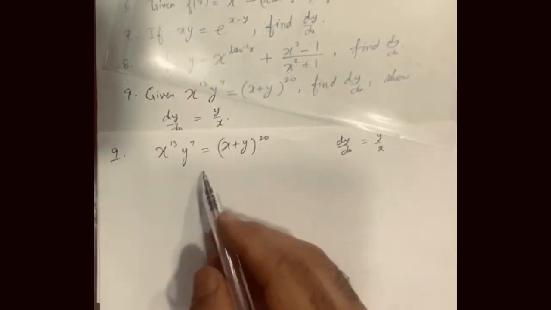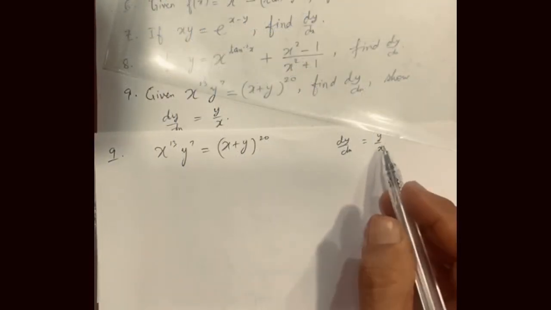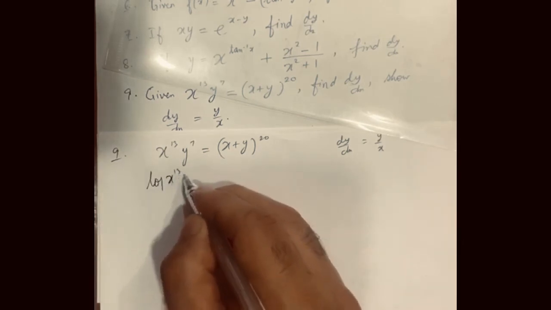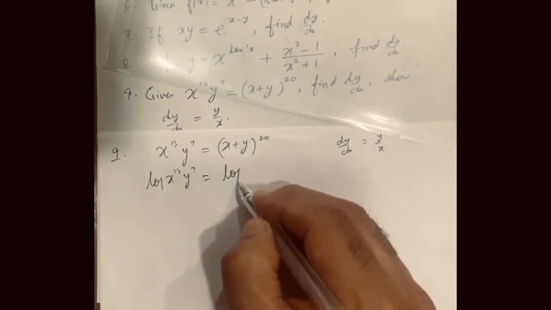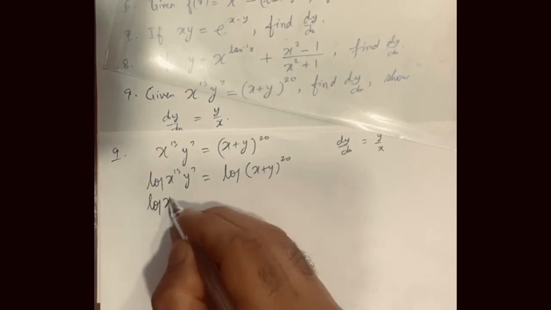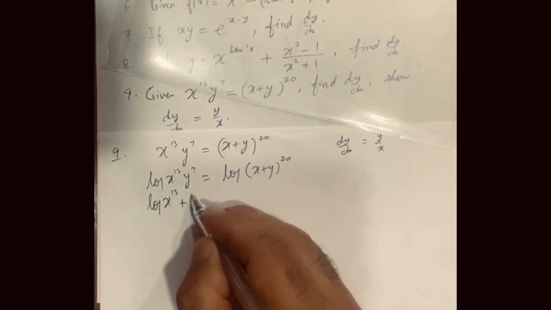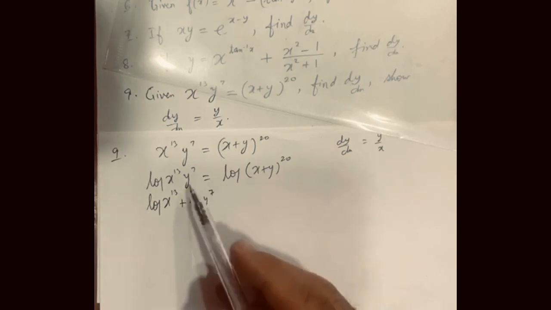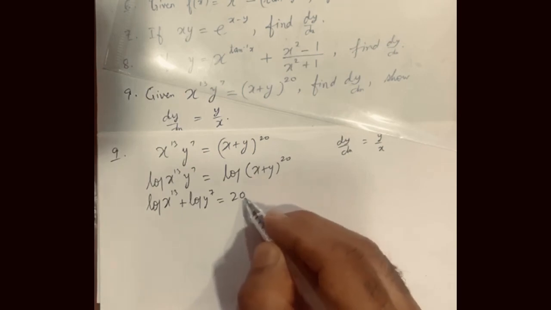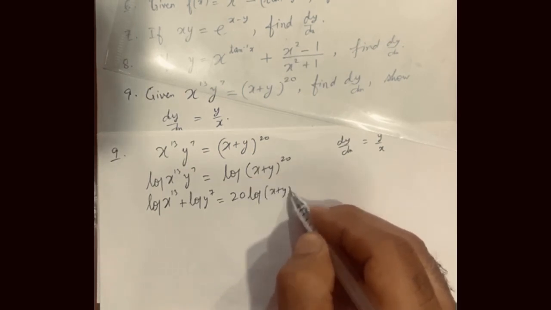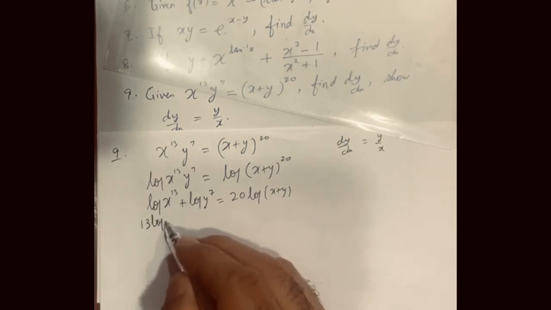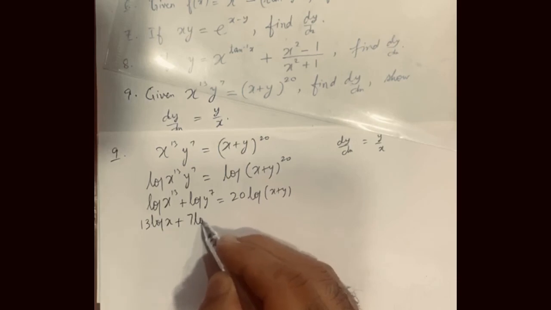In the 9th question, we have to prove dy by dx is equal to y by x. Okay, we can take log of x cube into y raised to 7. This is equal to log of x plus y raised to 20. This is log of x raised to 13 plus log of y raised to 7. Log of a into b is log of a plus log of b. This is 20 into log of x plus y. Log of x raised to 13, 13 comes here. This is 13 into log of x plus this is 7 into log of y.